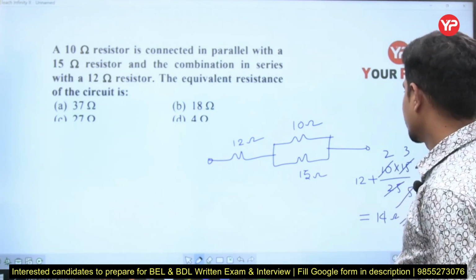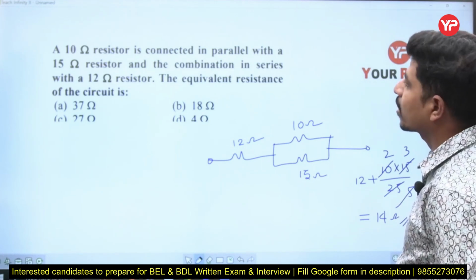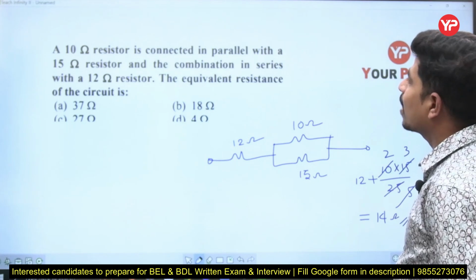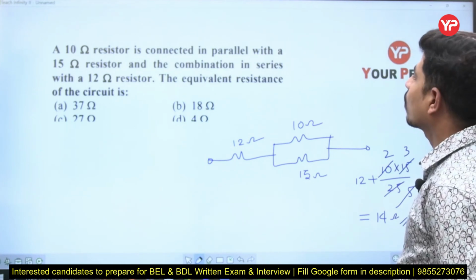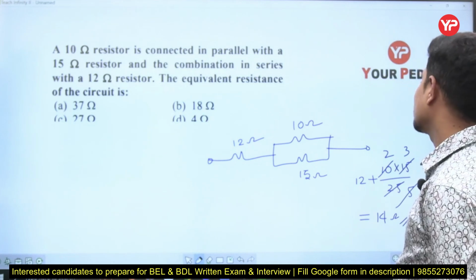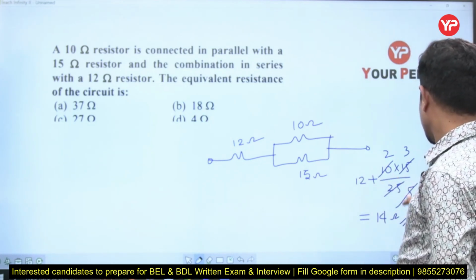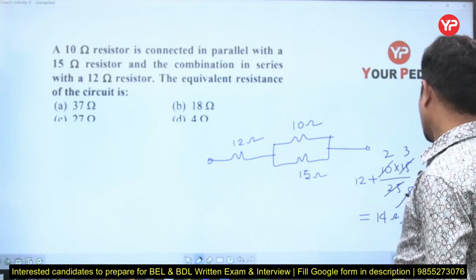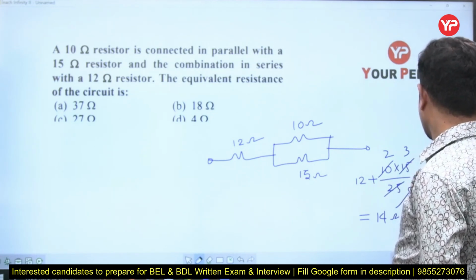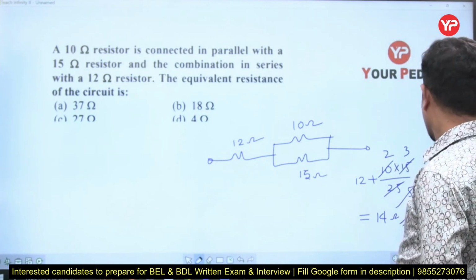No, option is not there. Any calculation mistake or data mistake I taken? Let me check. A 10 ohm resistance is connected in parallel with a 15 ohm, fine, and the combination in series with 12, that's perfect. The equivalent circuit resistance is 10 into 15 divided by 25. Okay, maybe in this calculation I committed a mistake. So 5 3s, 5 5s, 5 2s, it should be 14 only. Yeah, it is 14 only.